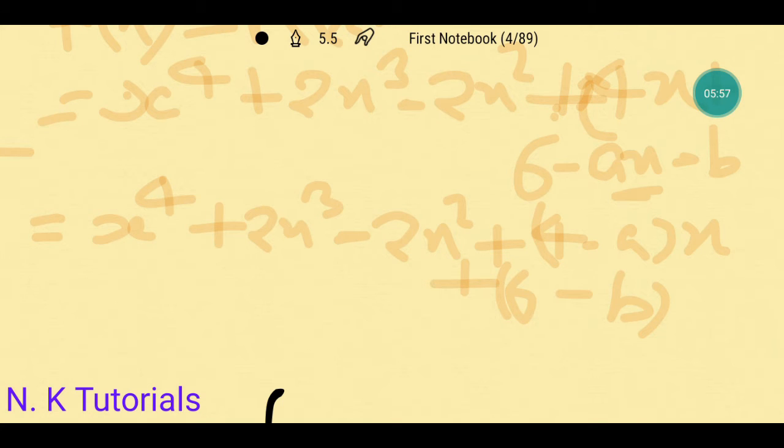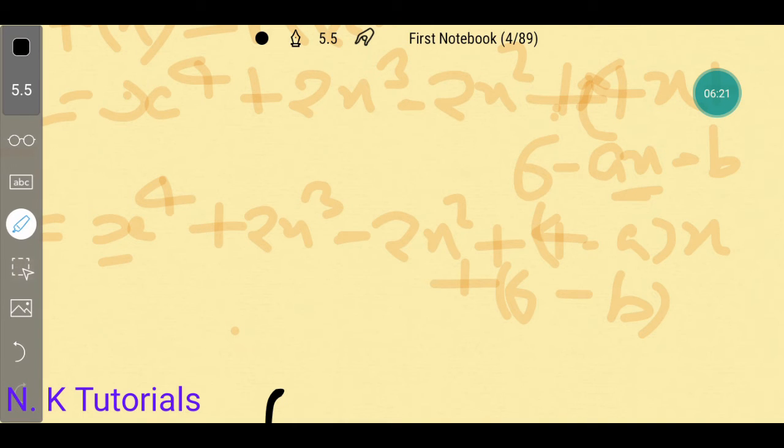So we have to apply the remainder theorem and factor theorem here. What the factor theorem states we have already discussed. If you haven't seen the earlier videos, I have shared the link in the comment box. You must go through it, otherwise it will be of no use.